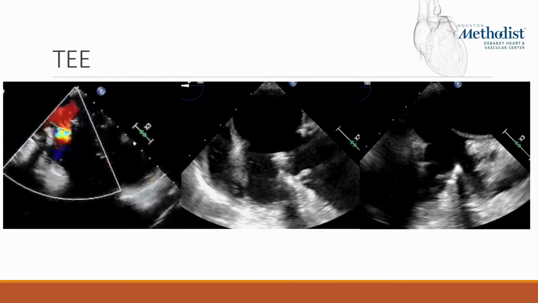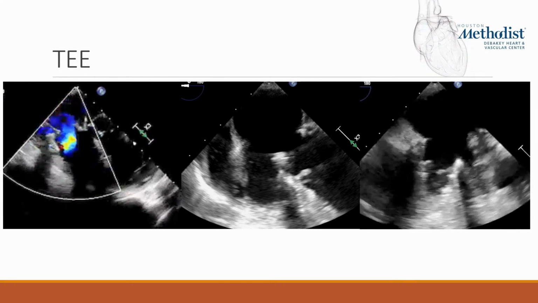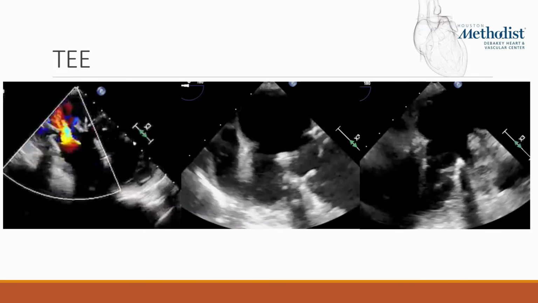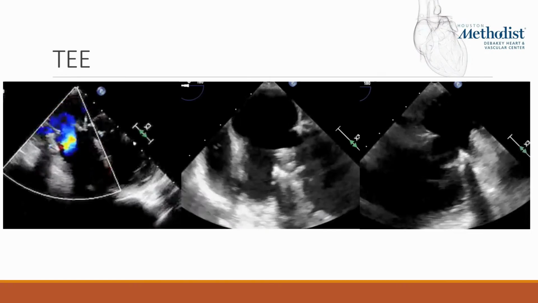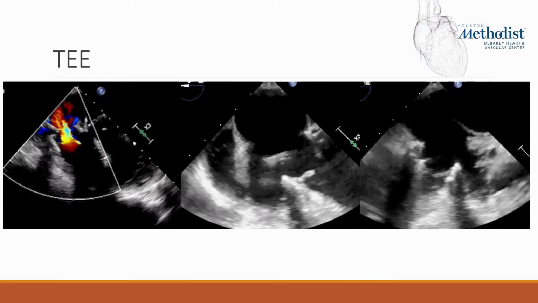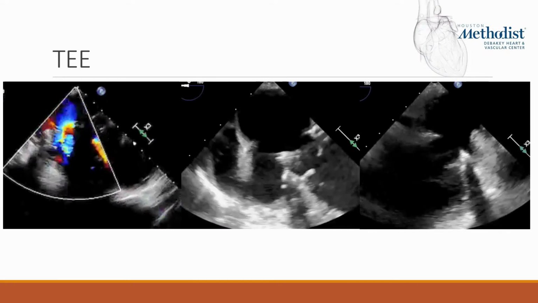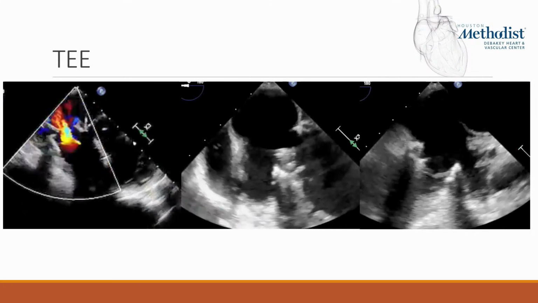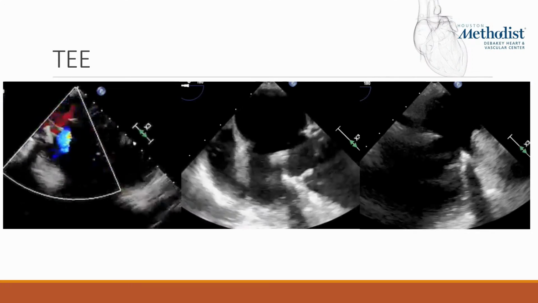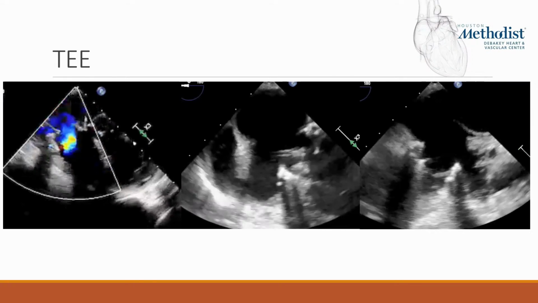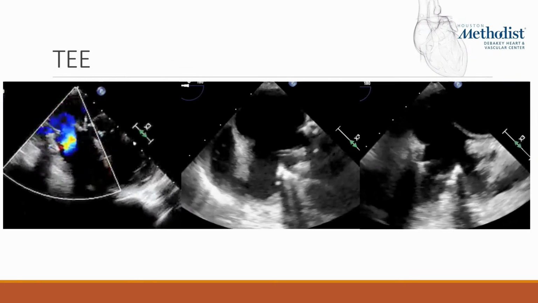So the plan was made to perform a TEE to assess the mechanism and severity of tricuspid regurgitation and to see whether there is any lead impingement of the leaflets. As you can see in the middle image, the leaflets are not coapting well, and the lead is not really interfering with the leaflet mobility.